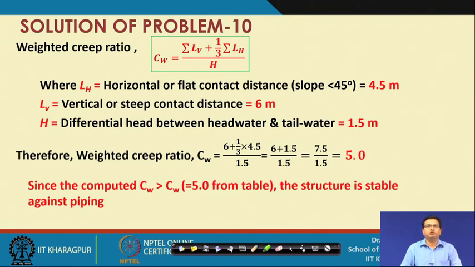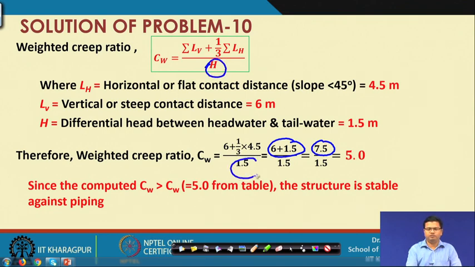Cw can be estimated as sigma Lv plus 1/3 sigma Lh, divided by h. Lv is the sum of all the vertical distances, which is 6 meter given, and Lh is the horizontal or flat contact distance, which is 4.5 meter. We take 1/3 of this weight. So, 1/3 of this is equal to 6 plus 1/3 into 4.5. So, we will be getting 6 plus 1.5, that equal to 7.5, and this divided by h. Your h is given as 1.5, the differential head. So, we will get 7.5 divided by 1.5, that equal to 5.